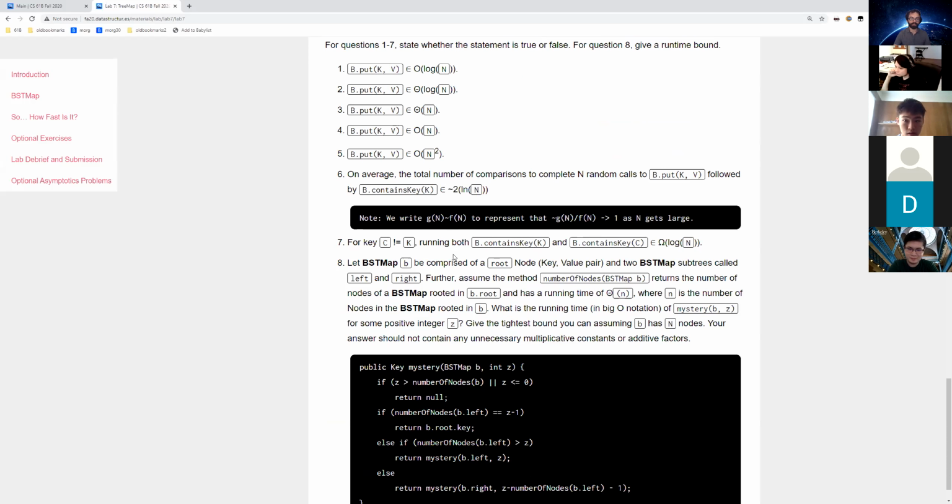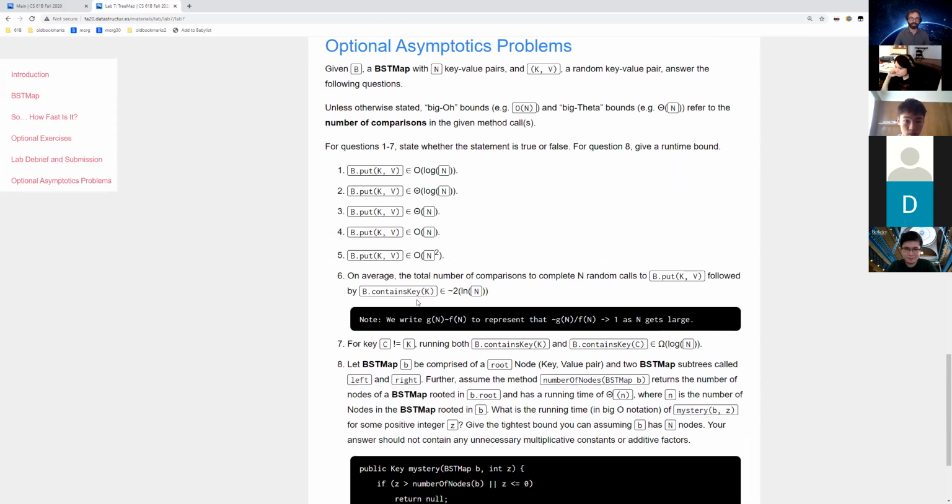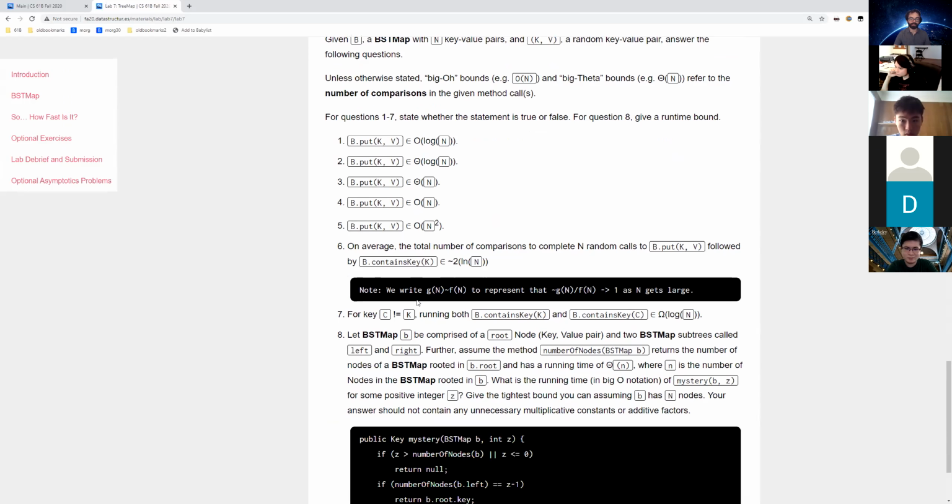Okay, so if two keys are not equal according to dot equals, C and K. It's sort of a little funny because K is our generic type. I think this is probably a weird symbol to use, but okay. I think that's true, right? So running both of these, if they're not equal, running both of them takes at least log n time. Wait, that's best case, right? Well, it's not best case. It's just a lower bound on the amount of time. Yeah, at least. Okay.